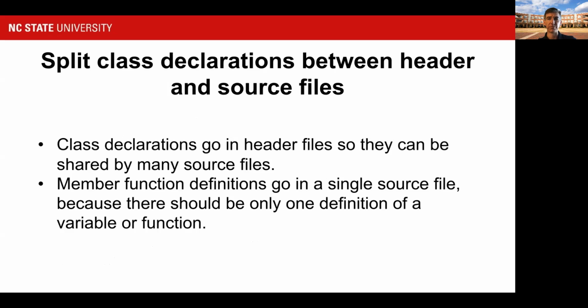Okay, but member function definitions can only happen once in an entire program. So they can only go in a single source file, because global variables and functions should only be defined one time, right? If you define the same function twice, it would be a conflicting definition.